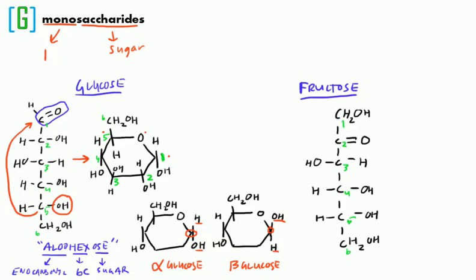All right, so now what we need to recognize is that we have a slightly different thing going on here, where glucose was what we call an aldohexose. We just drew fructose, which is an example of what we would call a ketohexose.